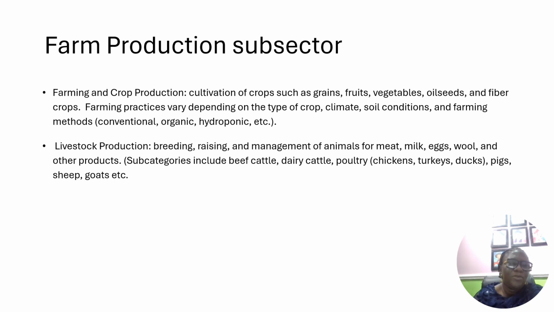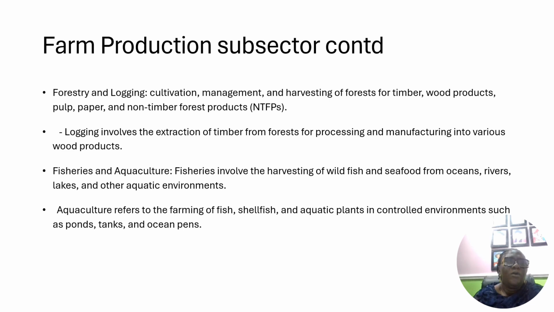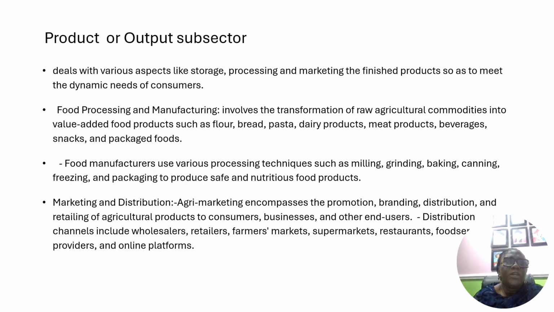The second sector is the farm production subsector, which concentrates on production. This aspect includes crop production, which is the cultivation of crops, grains, vegetables, oilseeds, all types of crops using conventional and non-conventional methods. Livestock production, breeding, raising, and management of livestock, all about production of forestry, logging, fisheries, and aquaculture are all under the production subsector of agribusiness.